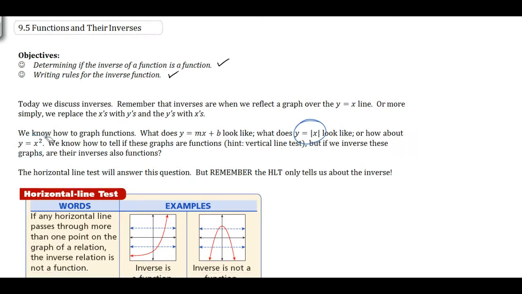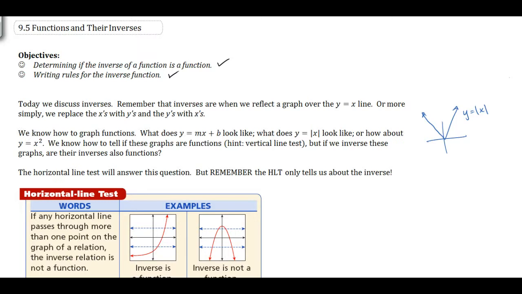Well, just like when we think of a regular old graph, pretend you have that absolute value graph. If you have an absolute value graph, and you know what that looks like, you know it's a function because all you've ever done is grab a vertical line and test it, and as long as the vertical line only hits the graph you made one time, it's going to be a function.